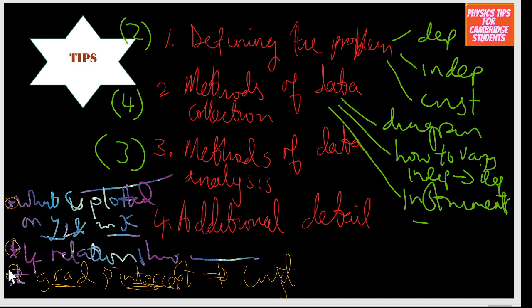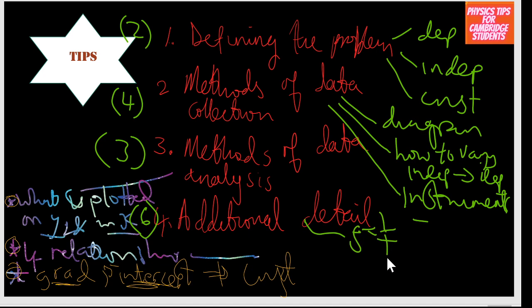Then finally, you do have the additional detail. The additional detail is the one that carries the most marks. This one carries 6 marks. In the additional detail, that is where you state the formula. Say the formula for finding the frequency is equal to 1 over T. That's an additional detail mark. Or you could say the formula for finding area is pi d squared over 4. Or density, mass over volume, and so forth.